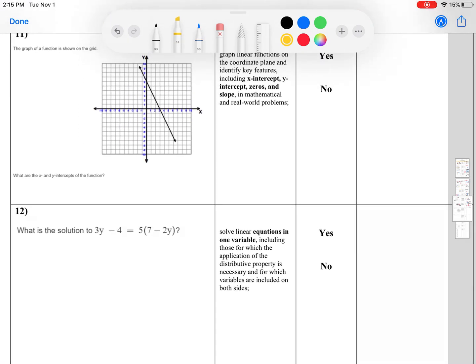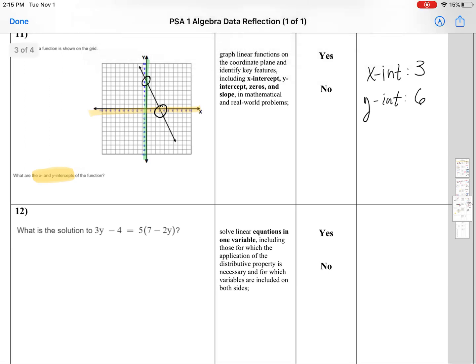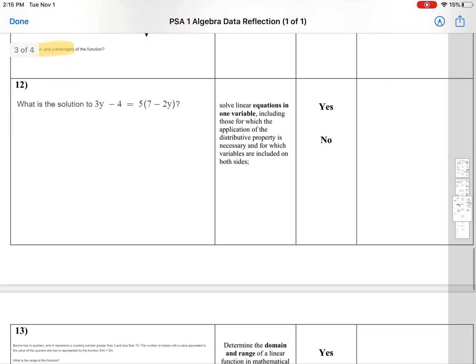All right, 11 is the easiest question on this whole test. Hopefully you all got this one correct. An x-intercept is where your line crosses the x-axis. So this x-intercept is 3. The y-intercept is where your line crosses the y-axis. So this y-intercept is the number positive 6. So number 11, super easy. X-intercept is 3. Y-intercept is 6.